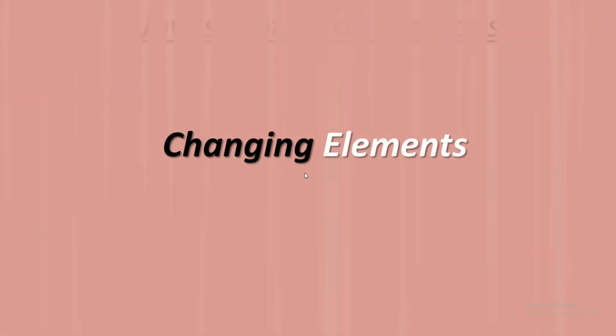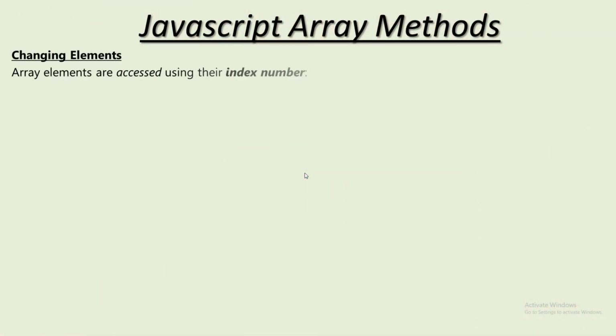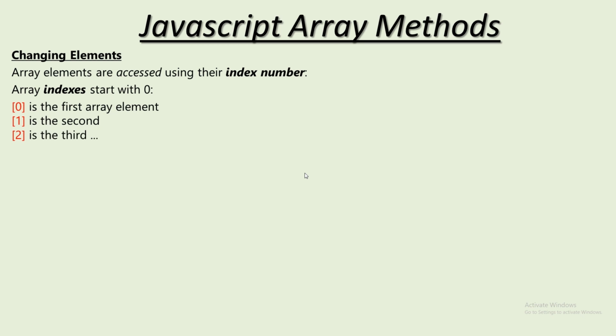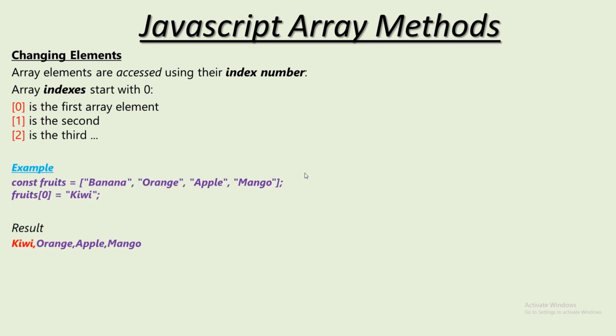We have changing elements. Okay. So what is changing elements? The array elements are accessed using their index number, and array index starts with 0. So 0 is the first element, and 1 is the second, and 2 is the third. For example, we have the same constant with the array name fruits, and we have 4 elements in it, and we added one more to the 0th element as kiwi. Now the result should be showing up. Kiwi is changed. It replaced banana with kiwi. Okay. So we will see that in action.